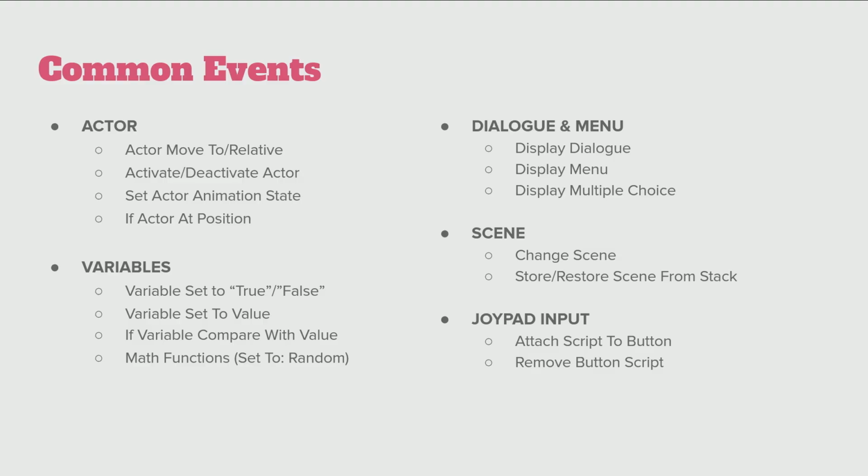The last one is joypad input. Attaching a script to a button will overwrite whatever the normal configuration for that button is. So A and B don't have anything assigned to them by default in a lot of the scenes, so you probably want to overwrite something there to make them do something specific. Or you can say, remove all of the button scripts from the D-pad so that during this cutscene, the player can't accidentally move themselves and mess it up.